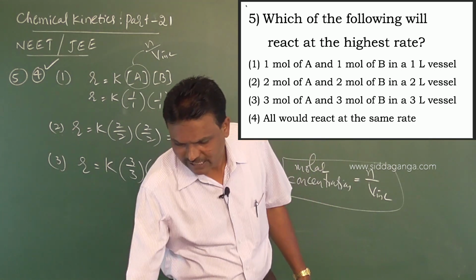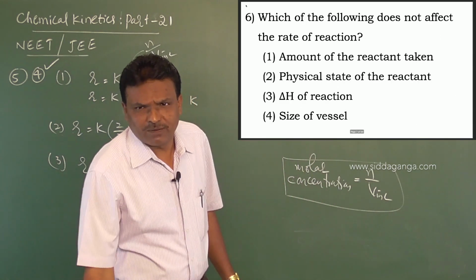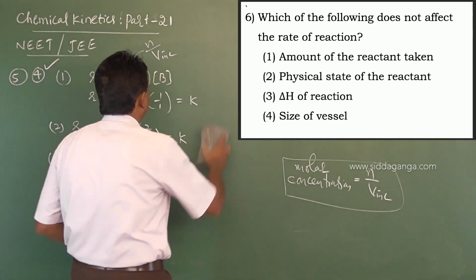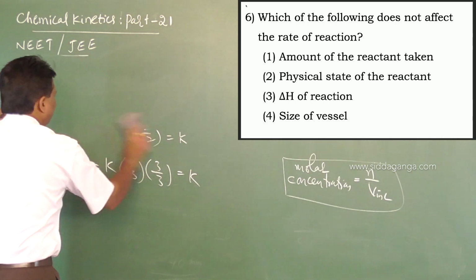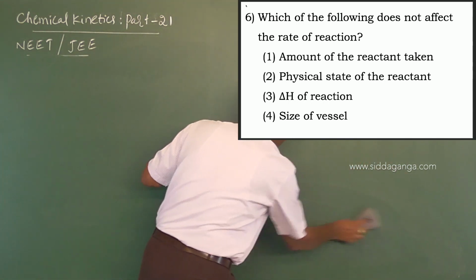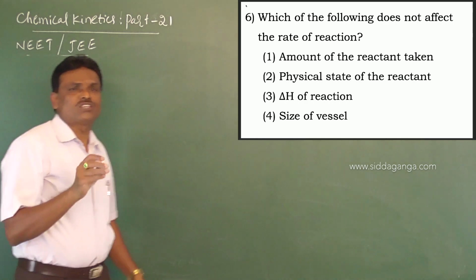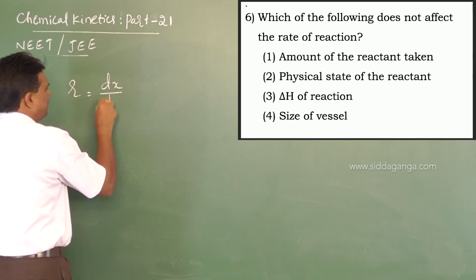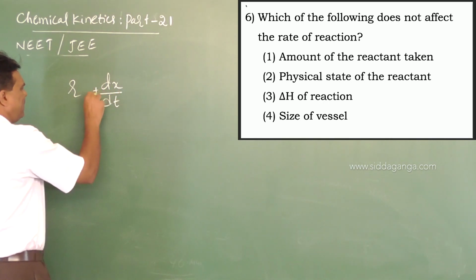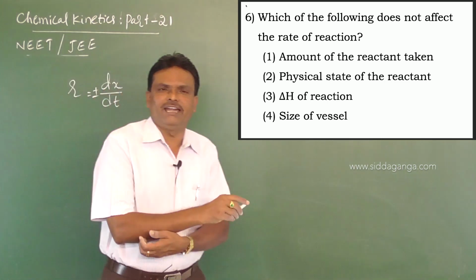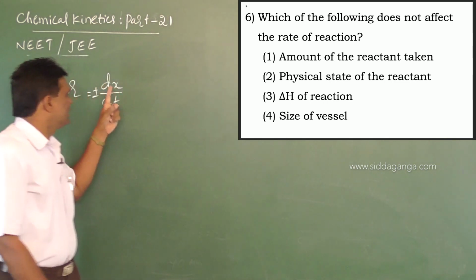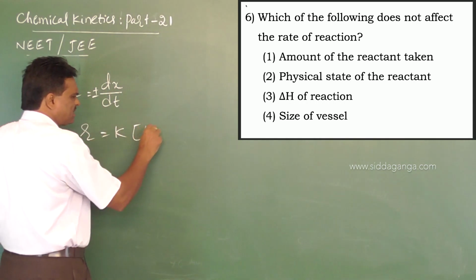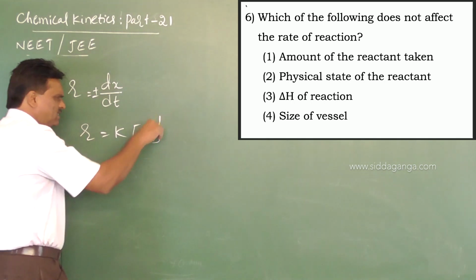Is it clear? Next question. Question number 6. Which of the following does not affect the rate of reaction? Rate of reaction is nothing but rate is equal to change in concentration divided by time, so plus or minus dx by dt. Rate is equal to, or in other words, R is equal to K into the molar concentration of NH3 if it is a first order reaction.